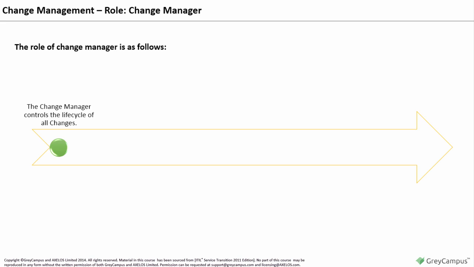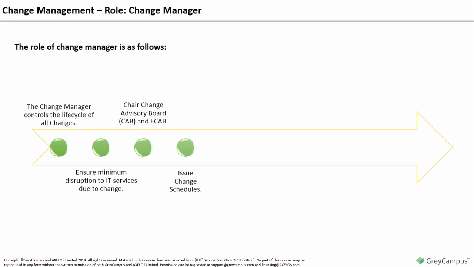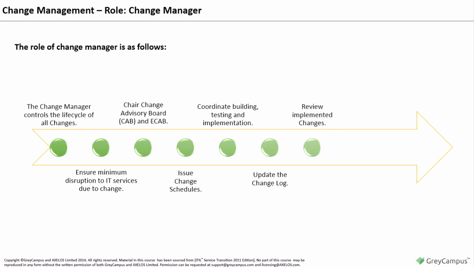Change management role, change manager. The role of the change manager is as follows. The change manager controls the life cycle of all changes, allocates priority, rejects incomplete and impractical changes, and ensures minimum disruption to IT services due to change. The change manager chairs the Change Advisory Board, CAB, and ECAB, issues change schedules, coordinates building, testing and implementation, updates the change log, reviews implemented changes, reviews outstanding RFCs, and publishes management reports.